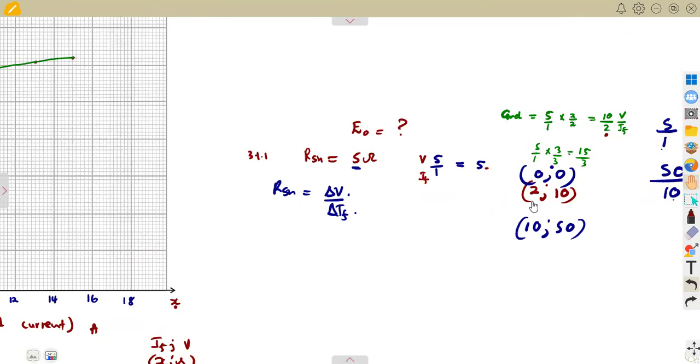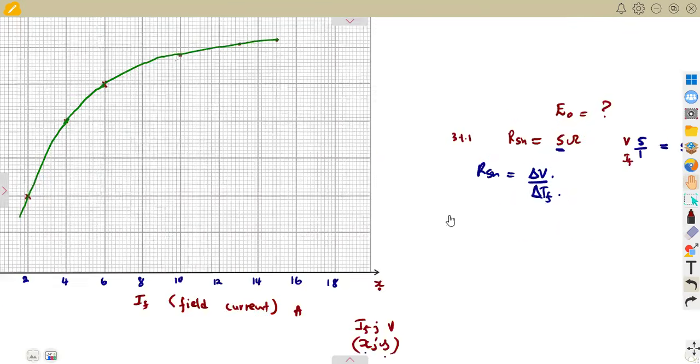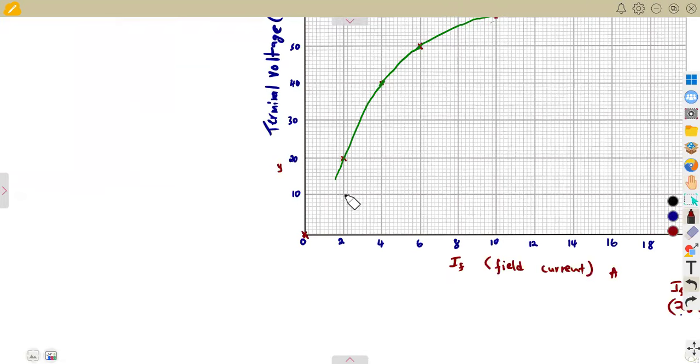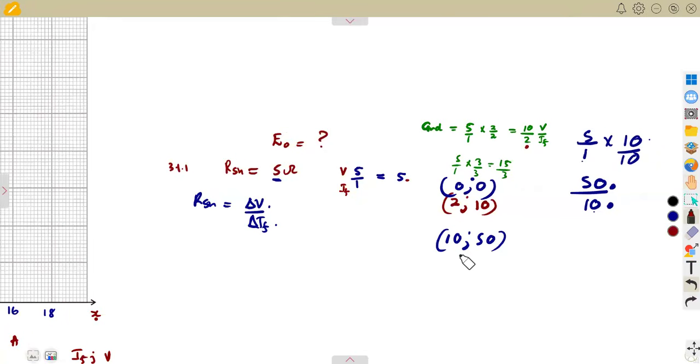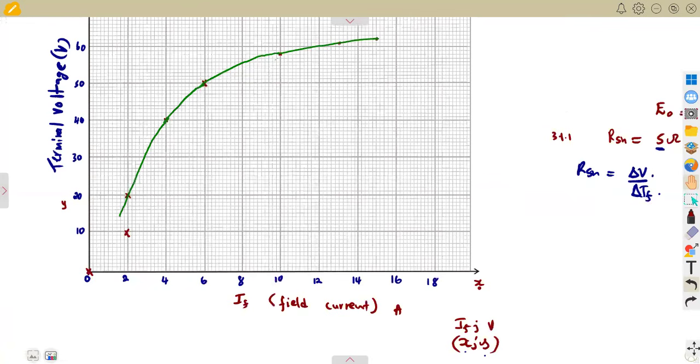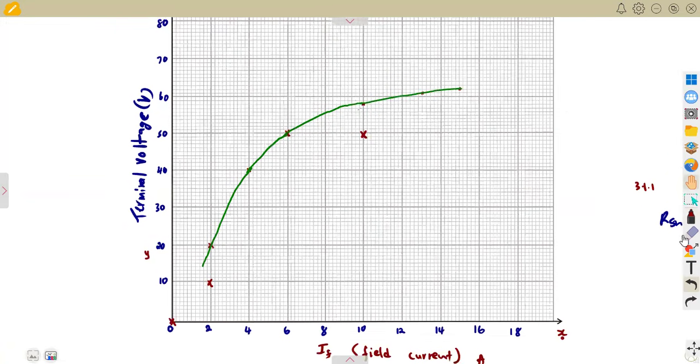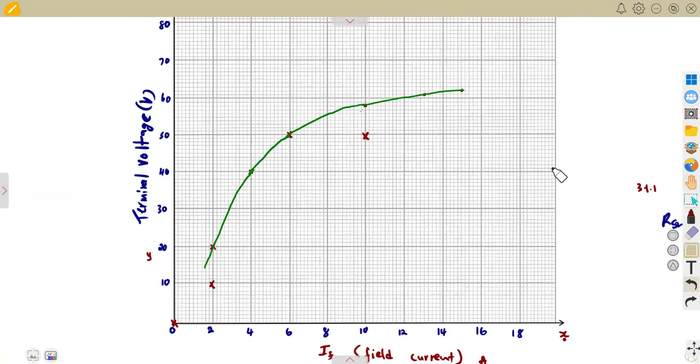When the current is 2, the voltage is supposed to be 10. Let's mark 2 versus 10. If you check the slope, 10 over 2 gives us a 5. Thus we have that 5 ohms. You can even mark 3 points. When the current is 10, the voltage is 50. You mark this point.